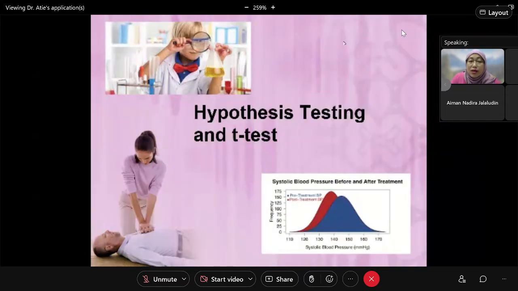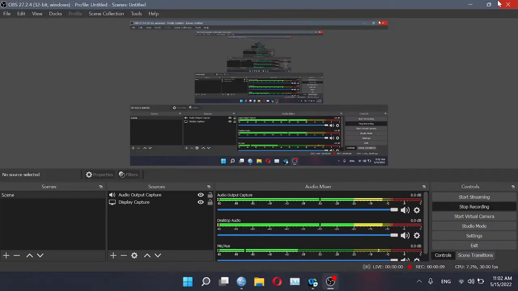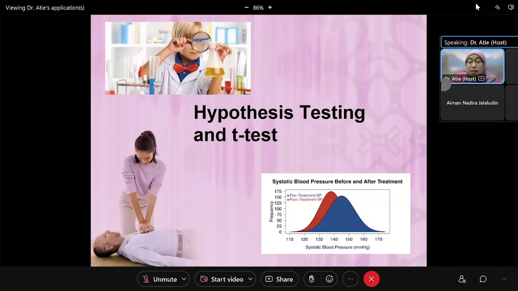Okay, class. So far, you have learned the Z-test or normal test. We use the Z-test when our n is greater than 30, which means a large sample. But today, we are going to learn a new distribution, which is called the t-test. We need to use the t-test when our n is less than 30, where we have small samples.